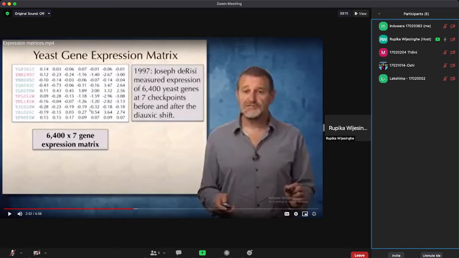The condition or environment will change with time here, in terms of oxygen level. So if we do this matrix for the whole yeast genome, we will get a 6,400 by 7 gene expression matrix.